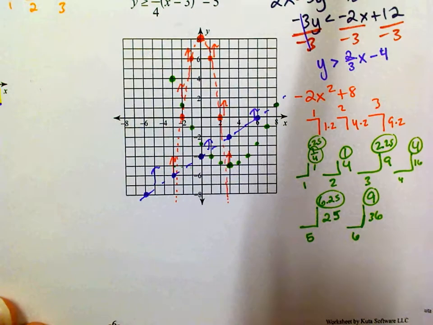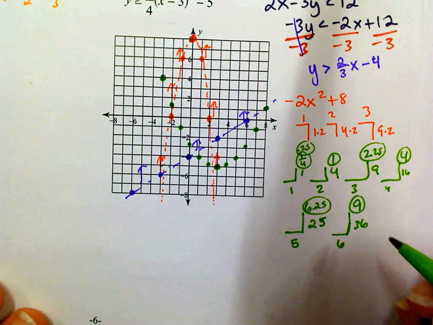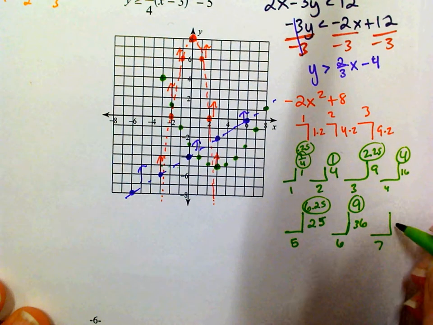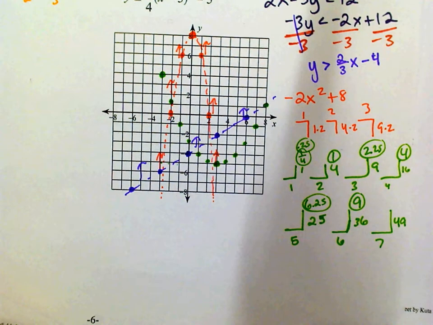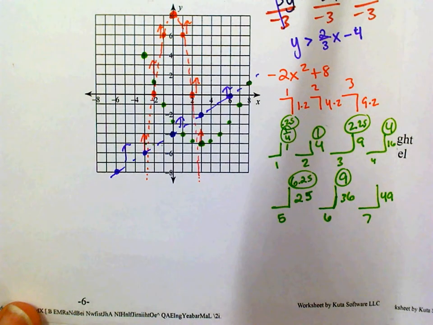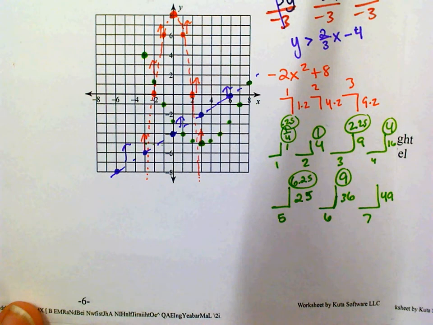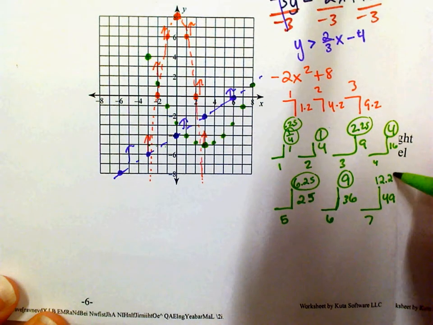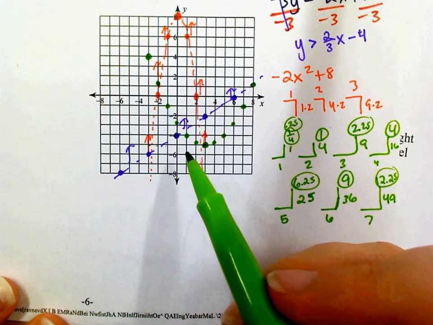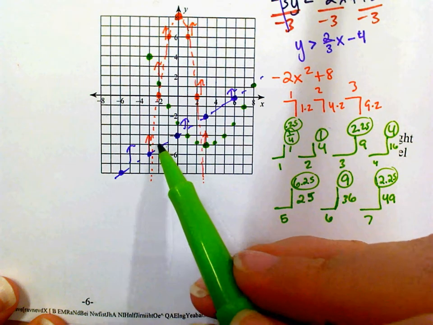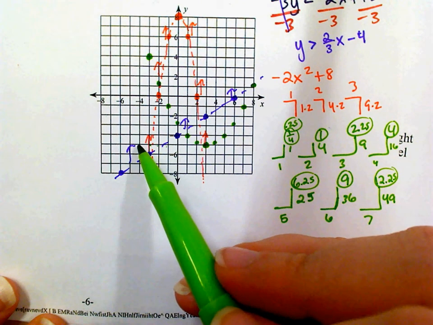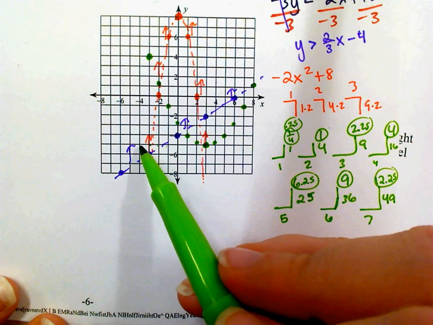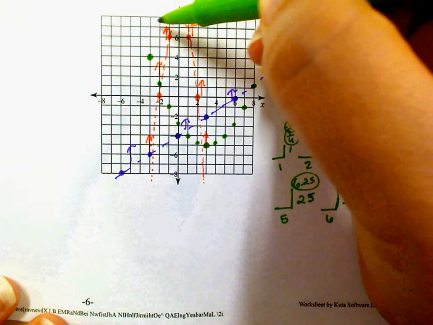I'm going to do one more just for giggles. 7, this is 49. How many times does 4 go into 49? 12 times, with 1 left over, so 12.25. So if I go over 7 and up 12.25, -5 plus 12.25 is 7.25, so I'm right here. Well, that's fun.